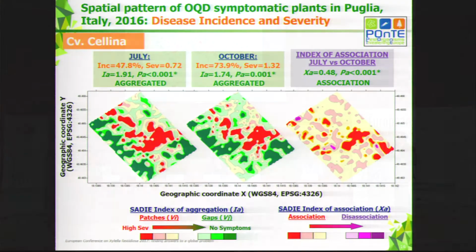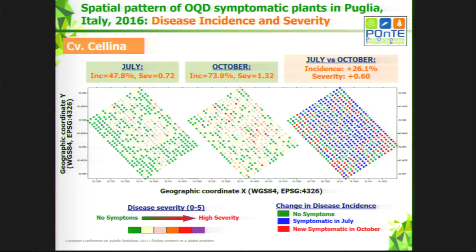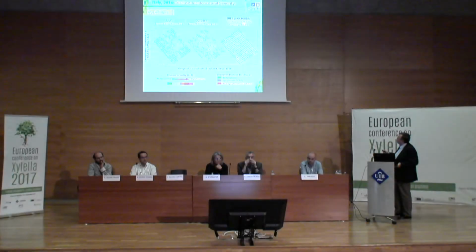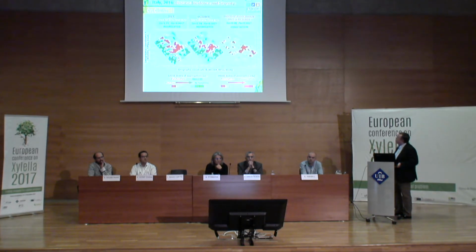You have an aggregated pattern, and in these 3 months you have an increase in severity of 26%, and in incidence an increase in severity of 0.6 on a 0.5 scale. So in just 3 months you have this increase that we saw on average in the previous picture.